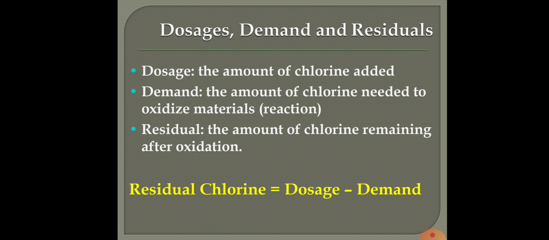Now coming to what we mean by dosage, demand and residuals. Dosage is the amount of chlorine that is added, and demand is the amount of chlorine that is needed to oxidize the materials, and residual chlorine is the amount of chlorine that remains after oxidation. So residual chlorine is the difference between dosage and the demand.